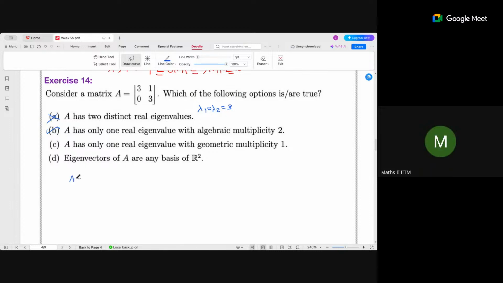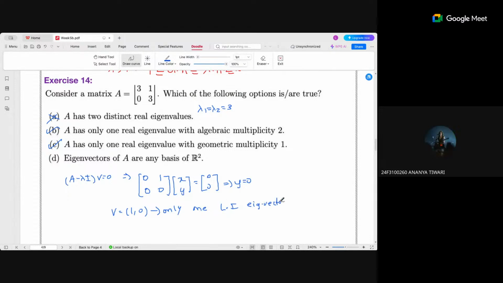Okay, so let's check. A minus lambda I times v equal to 0 gives us the matrix 0 1, 0 0, times x y, equal to 0 0. So this means your y is 0. So again you have v is (1, 0). So geometric multiplicity is just 1. Only one linearly independent eigenvector. Okay, ma'am, I did one thing wrong. Yeah. So this is another important thing we should note.